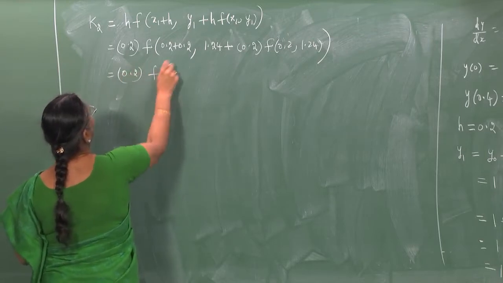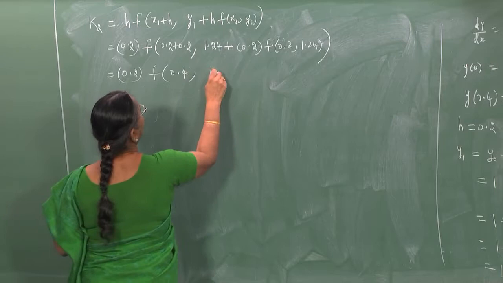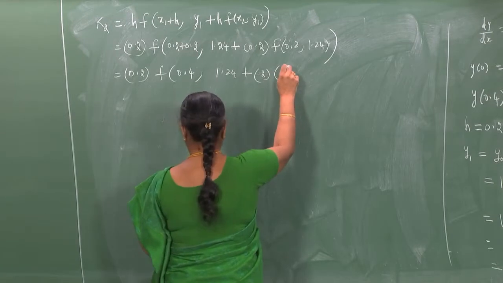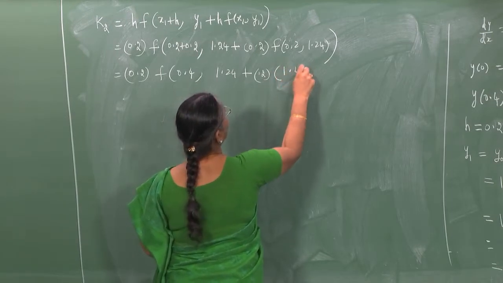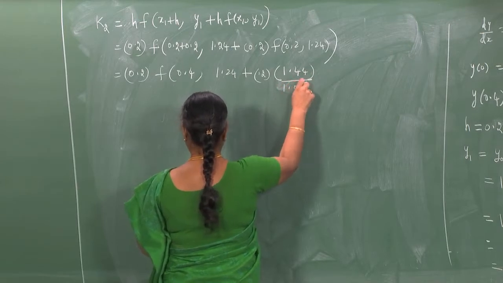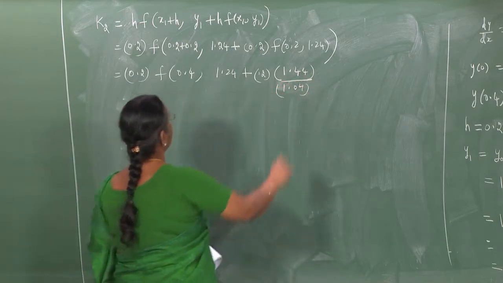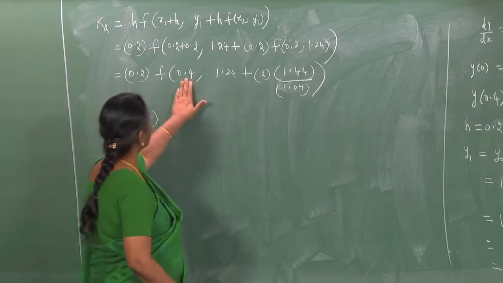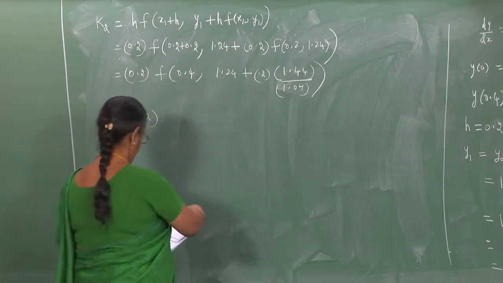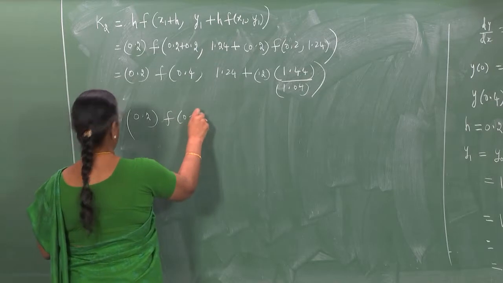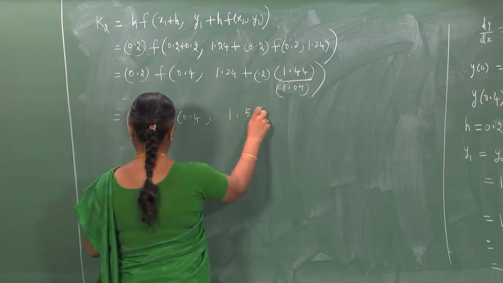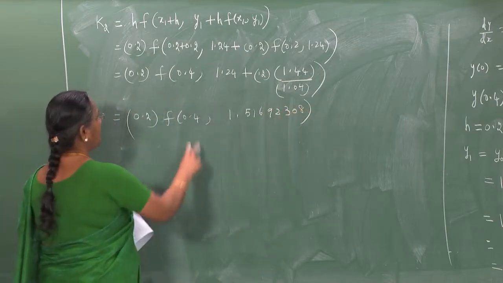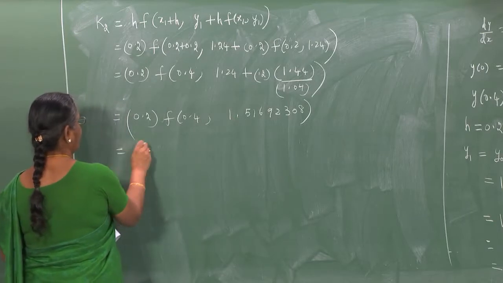This gives f of 0.4 comma 1.24 plus 0.2 times 1.44 by 1.04. So, we have 0.2 times f of x comma y. That turns out to be 1.51692308. So, this function has to be now evaluated.